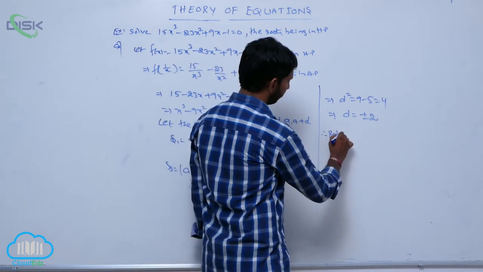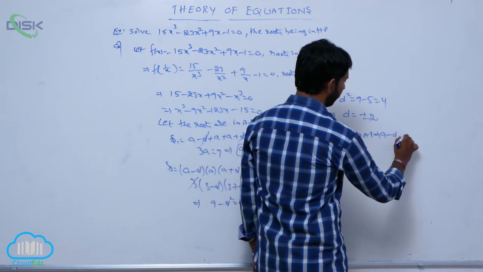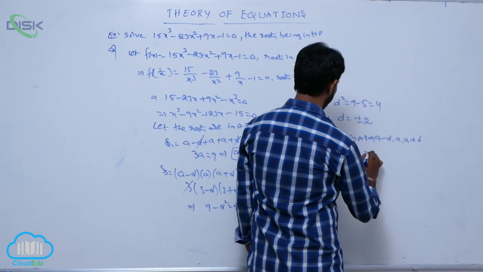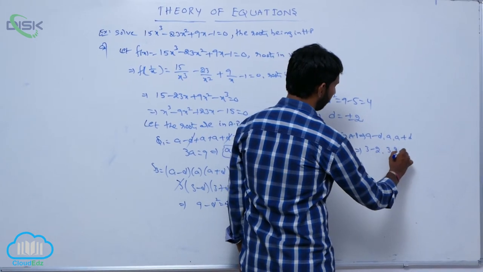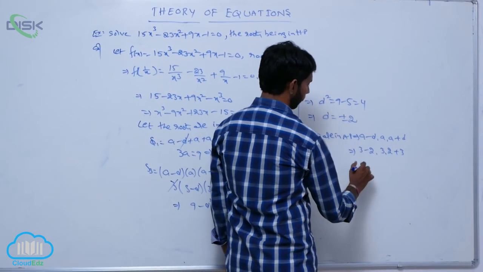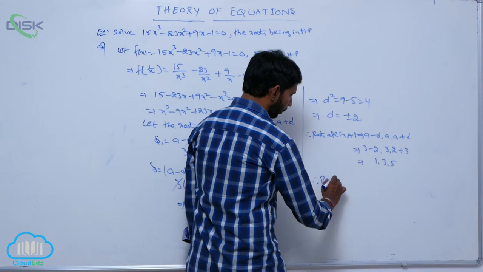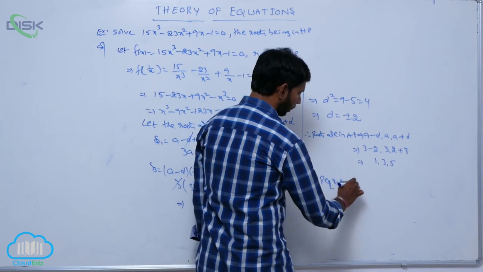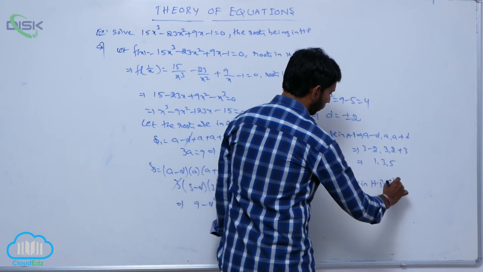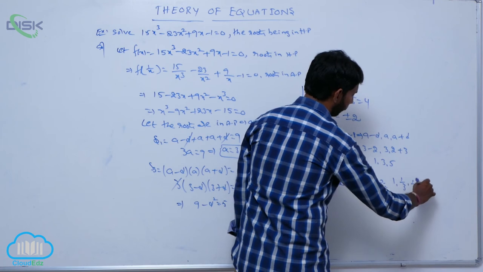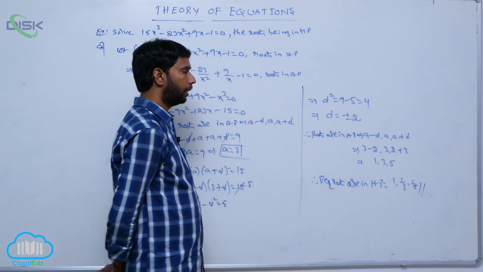Therefore, the roots in AP are a minus d, a, a plus d. Here a is equal to 3, that implies 3 minus 2, 3, 3 plus 2. It implies 1, 3, 5. Therefore, required roots in HP are 1, 1 by 3, 1 by 5.